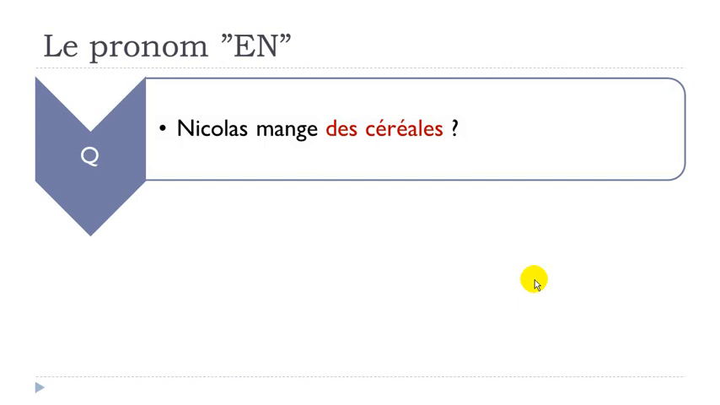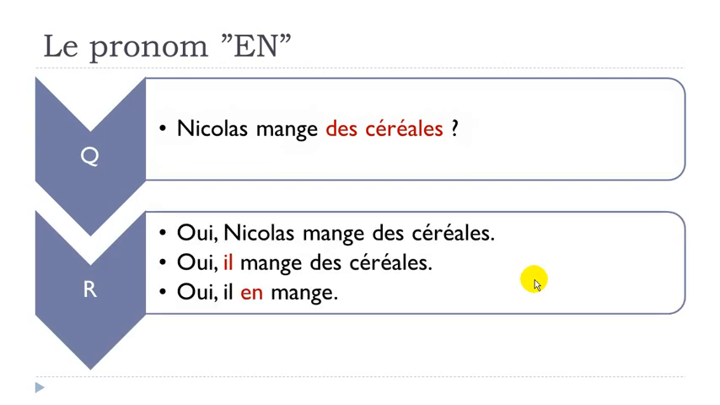So let's see now. Nicolas mange des céréales. So here we've got the plural form. Oui, Nicolas mange des céréales. Oui, il mange des céréales. Oui, il en mange. All right? So basically when you've got the plural form for des céréales here, you don't put anything after your verb. All right? So when you use this article indéfini, you will only need to put something after your verb if it's un or une, or then in other cases, but we will come to that a bit later.